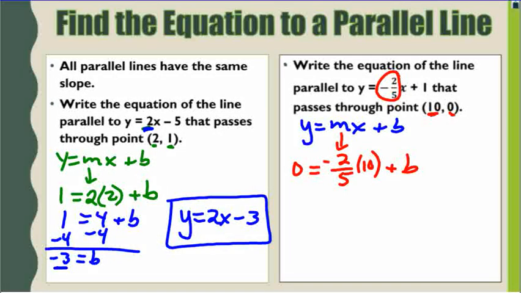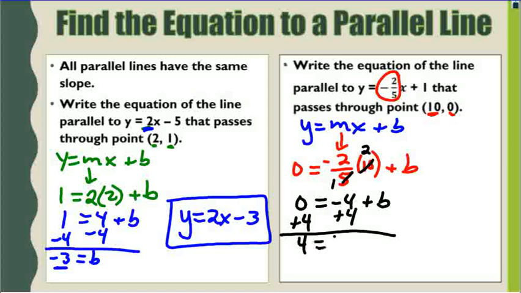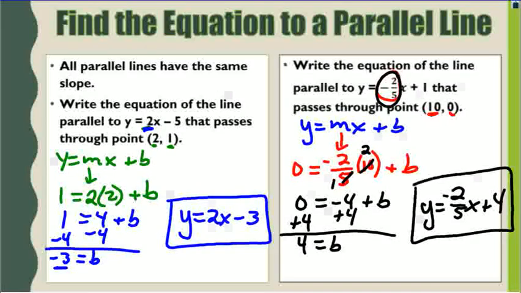So 2/5 of 10, I can divide a 5 here and get 1. 10 divided by 5 is 2. So that gives me a negative 4 plus b equals 0. To get b by itself, I add 4. And b equals 4. So my equation, y equals my same slope here, negative 2/5 x. And then I have a positive 4 for my y-intercept. So this would be our equation that's parallel to the line y equals negative 2/5 x plus 1.